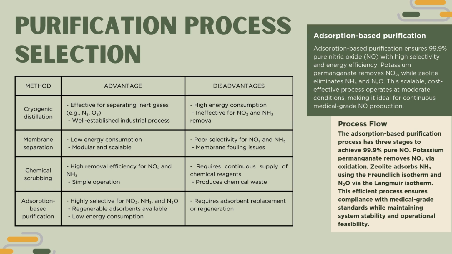First, nitrogen dioxide removal. Potassium permanganate oxidizes nitrogen dioxide, forming stable byproducts and reducing its concentration to below 1 ppm. Second, ammonia removal.